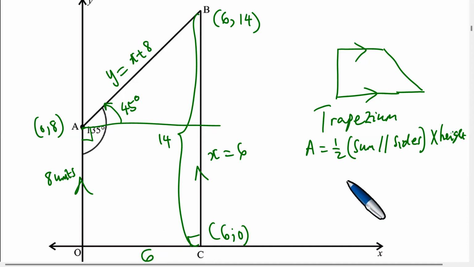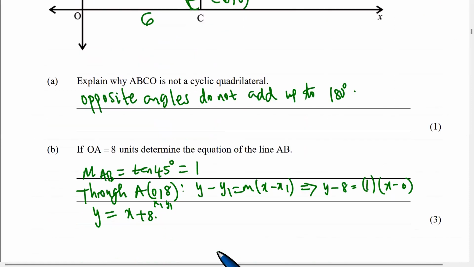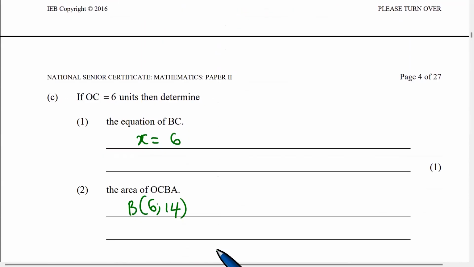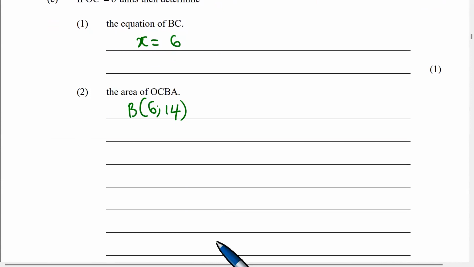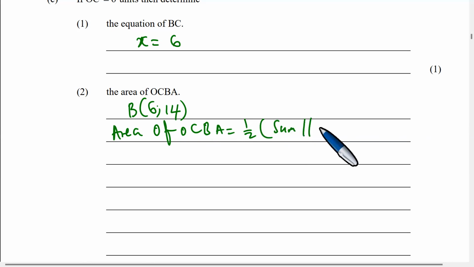So you're going to say half into the sum of the parallel sides, 8 plus 14, multiplied by 6, the perpendicular height. So now we need the area of that shape. The area of OCBA is 1/2 into the summation of the parallel sides, and we multiply by the perpendicular height, like this.